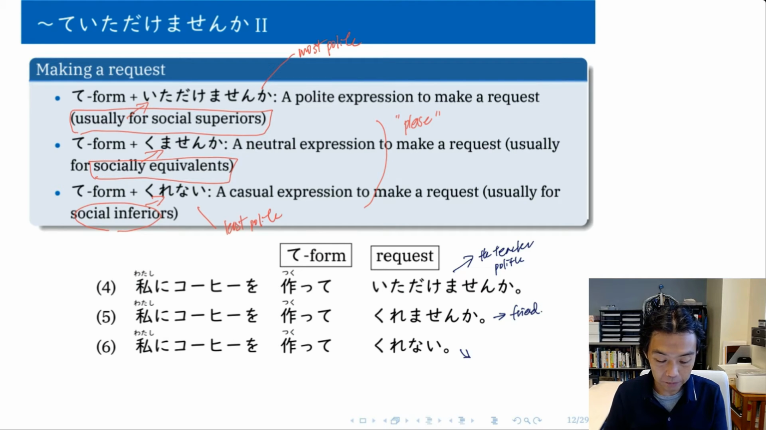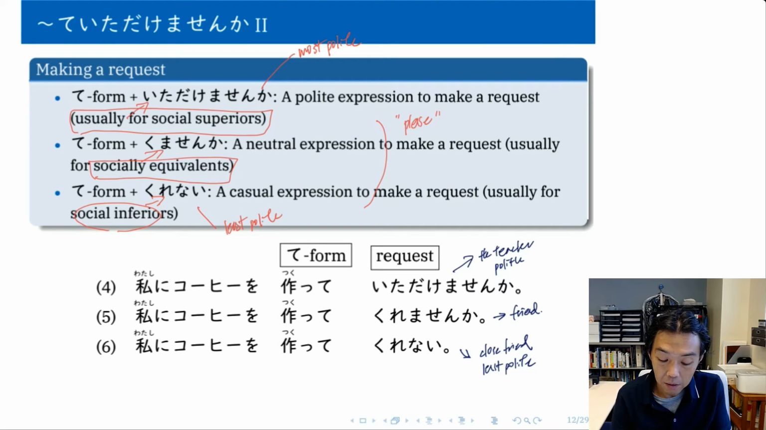Okay. So what we're gonna do is let's pretend that you're making requests, but you're making requests to different people. Okay, so we have three different people. One is 弟 or 妹. Two is classmate. And last one is 先生. Okay, so let's start with classmate.